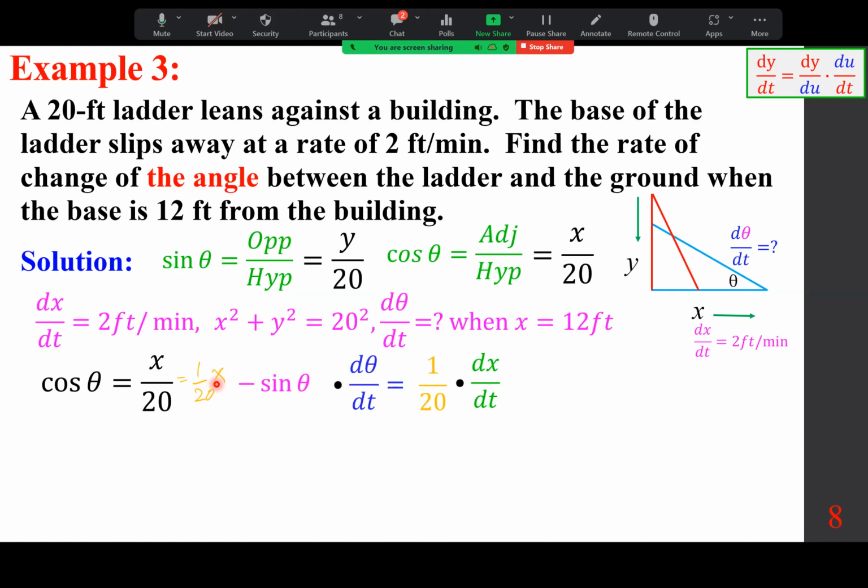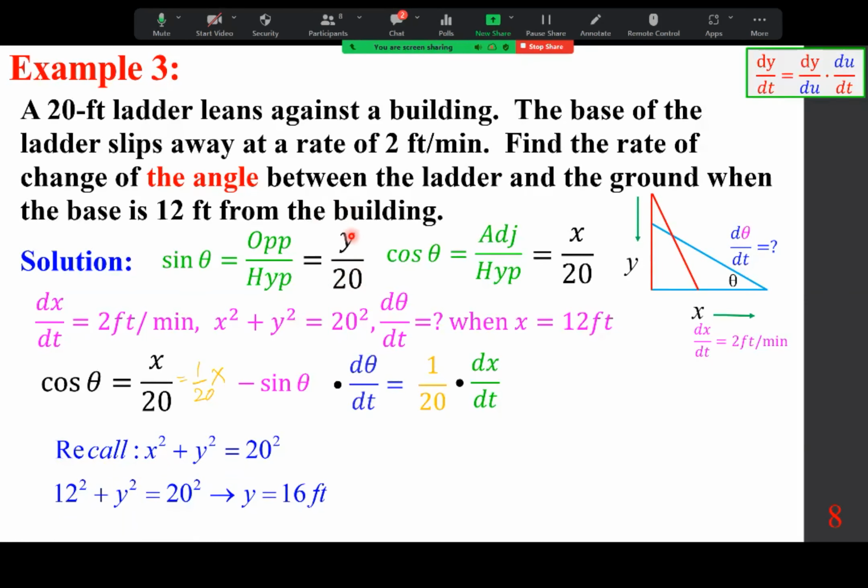So minus sine theta. We know sine is y over 20, and y, we remember it's 16 from the previous page, or just recalculate it. So in this formula, I'm going to replace the y with 16, and don't forget the negative sign. On the right side, d theta dt, that's what we are looking for. On the right side, we have 1 over 20 already.